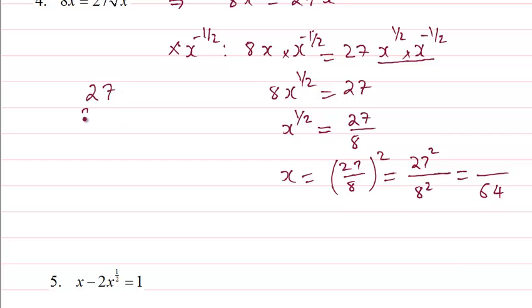27 times 27. 7 times 7 is 49. 7 times 2 is 14 plus 4. Then 7 times 2. Then 2 times 2, add 1. So we get 729.